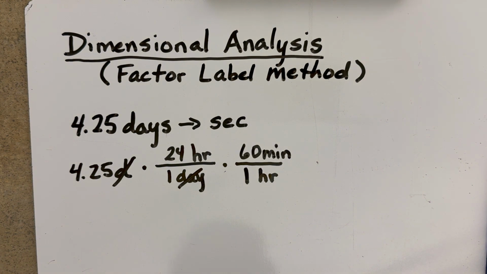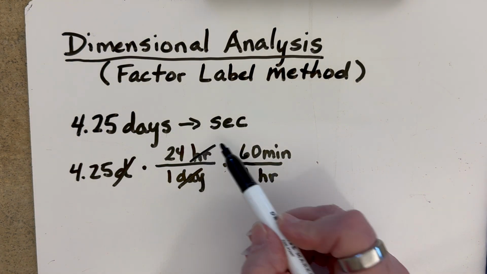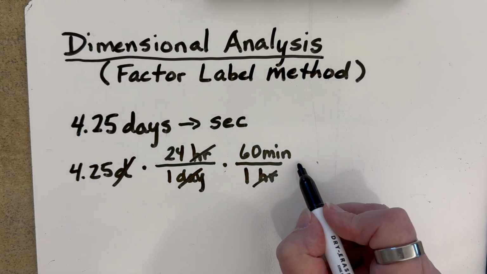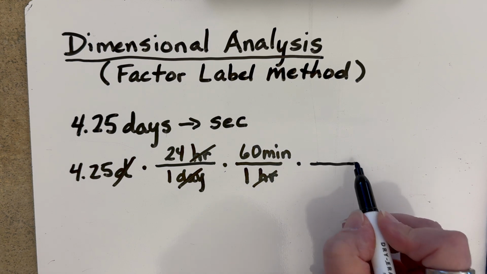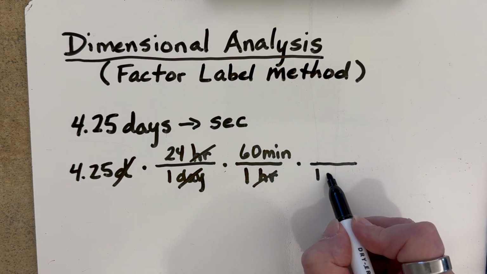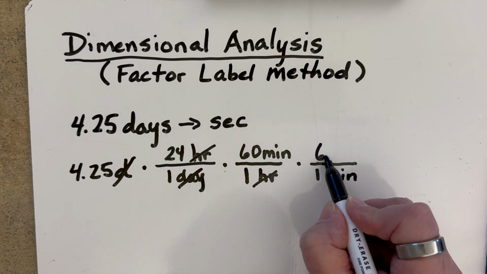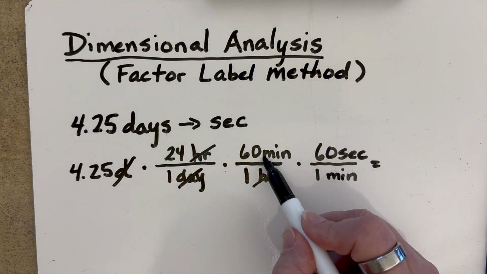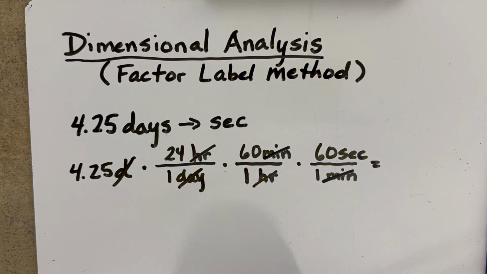Well, I'm not asked for minutes. I'm asked for seconds. So my hours cancels, and now I'm left with minutes. So if I solved it now, I would have minutes. But I want seconds, so I need to go another step. I want to cancel minutes, so 1 minute is 60 seconds. And then to solve this, my minutes cancel. I have seconds on top. To solve this, I'm going to take 4.25 times 24 times 60 times 60. So we multiply across the top. We multiply across the bottom, but that's 1 times 1 times 1, so we get to ignore that.